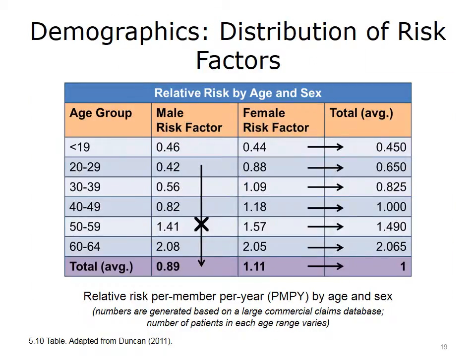This table shows the relative risk of each member per year by age and sex. The data are tabulated based on a large commercial claims database. Note that the total average of risk for each sex, male or female, is not the sum of the risks per age band because the distribution of population is not equal across those age bands. The total average risk for the entire population, regardless of their age and sex, is 1, referring to the $3,090 cost per year in the previous slide.